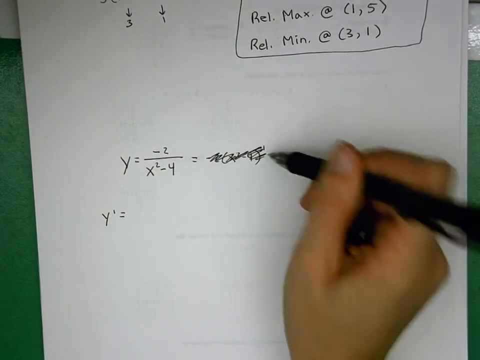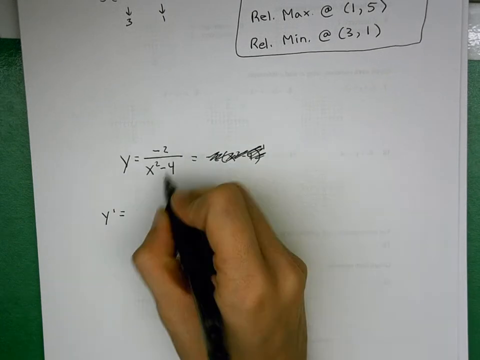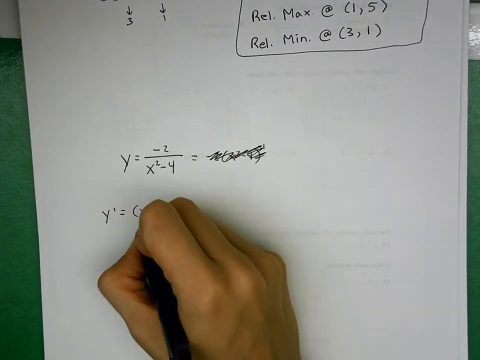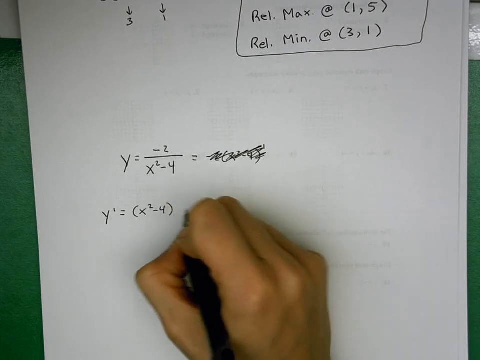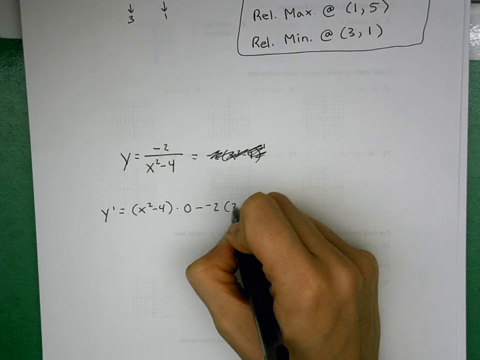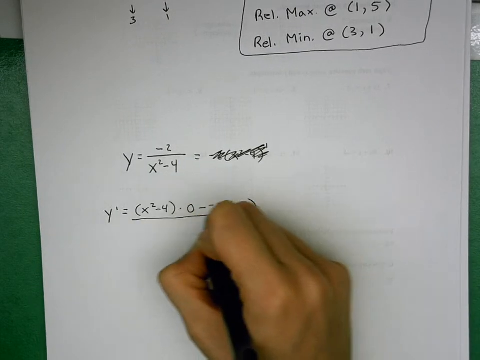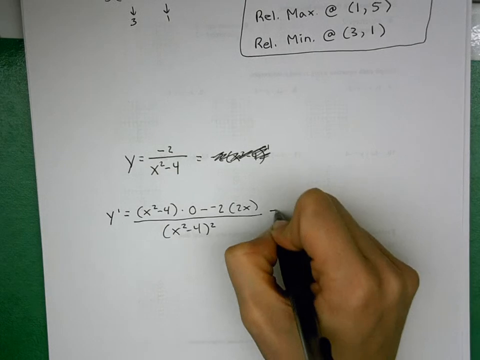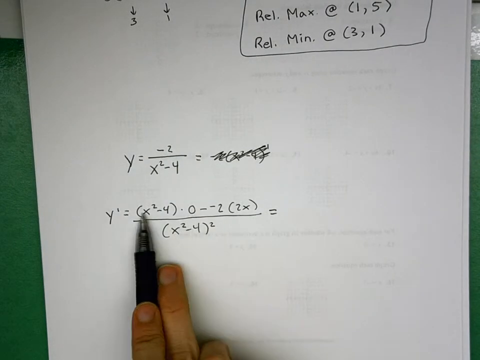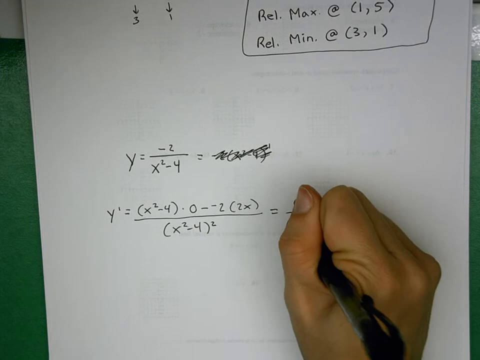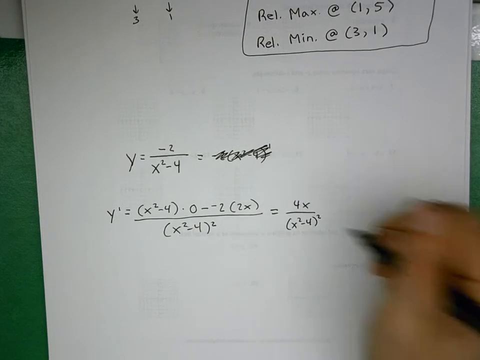Personally, I'm probably going to opt for the quotient rule, just because with that d high, I know it's going to be 0 anyway, so it's going to go away. So we'd have low d high minus high d low all over low squared. And again, like we talked about, the d high, this first term, is going to go away, and so I'm going to be left with 4x over the quantity of x squared minus 4, all squared.